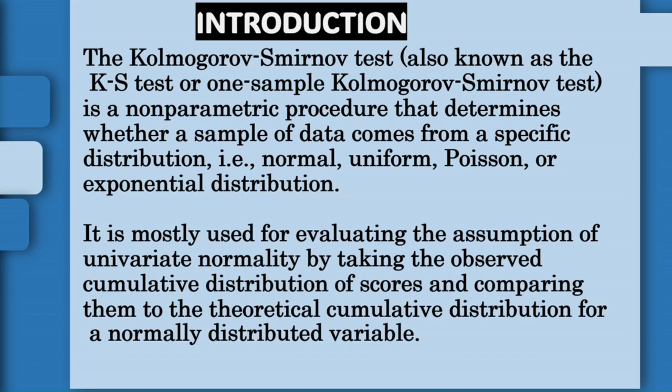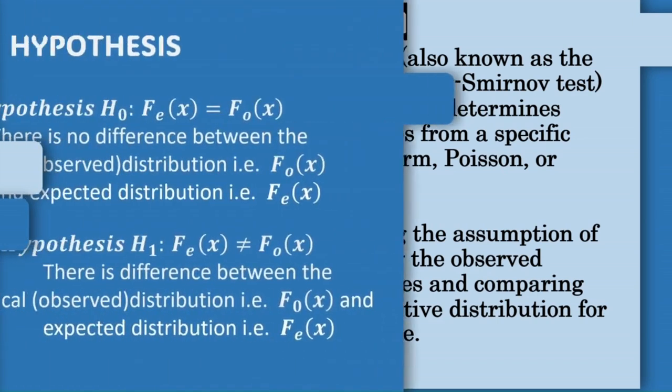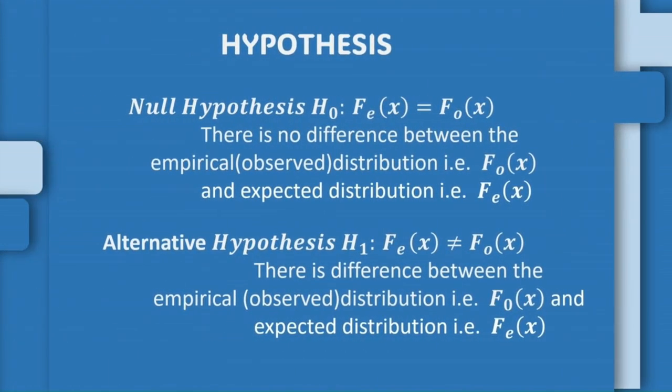Now, before performing the test, we first set our hypothesis. In the KS test, our null hypothesis H0 is that F(x) is equal to F0(x). That is, there is no difference between the empirical distribution and the expected distribution. Empirical distributions are observed distributions. Against the null hypothesis, we set the alternative hypothesis H1 such that F(x) is not equal to F0(x). That is, there is a difference between the empirical distribution and the expected distribution.